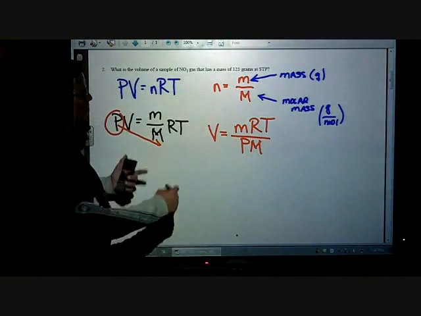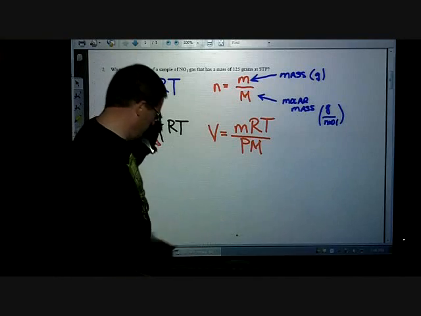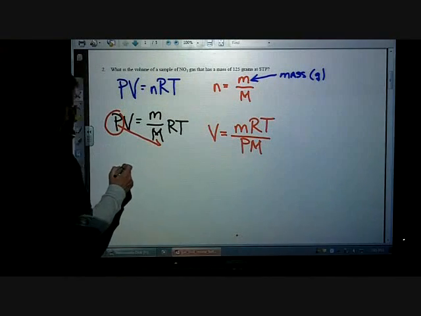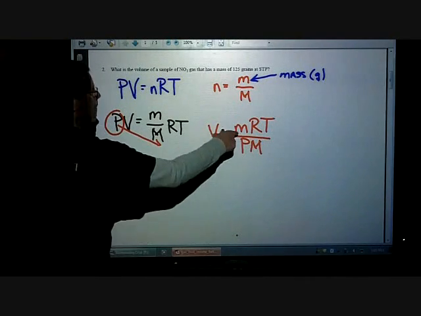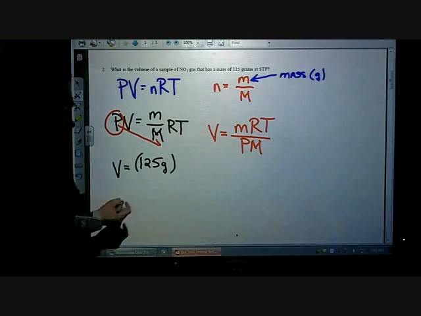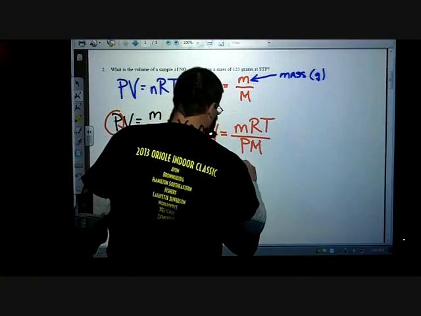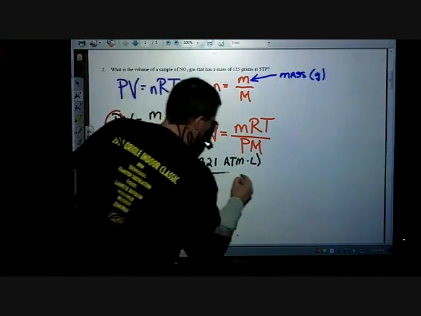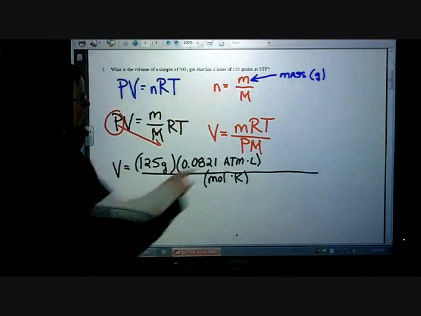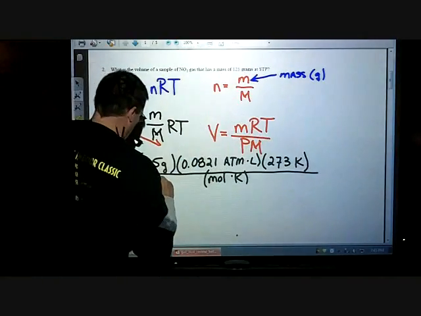And once I have that equation, I get to plug it in. I don't even need to convert the grams into moles, because it'll take care of it, which is kind of cool. So when I plug this in, let me erase this real quick. It'll look like this: V, my mass is 125 grams, and I didn't even have to convert that to moles. My R, still going to use 0.0821 atmosphere liter per mole Kelvin. My temperature is still 273. My pressure is 1 atmosphere.